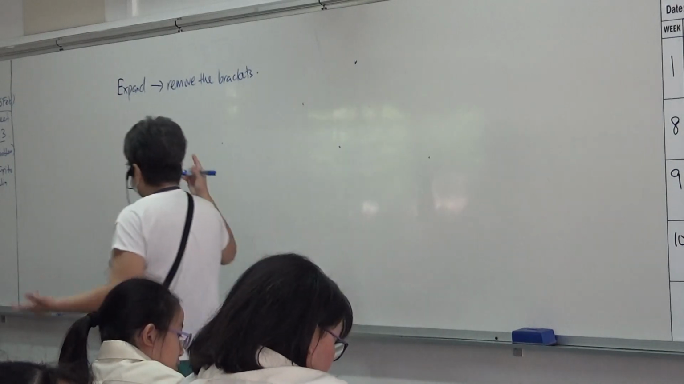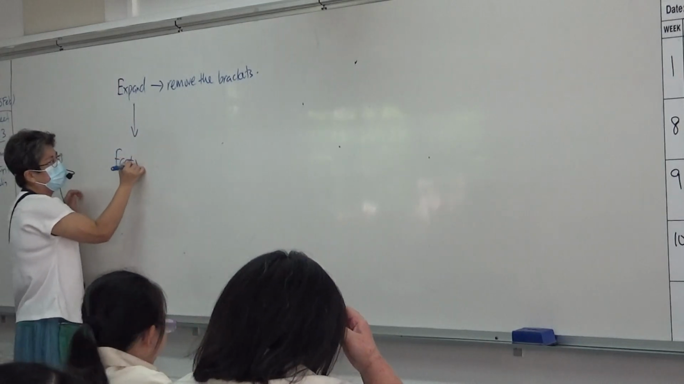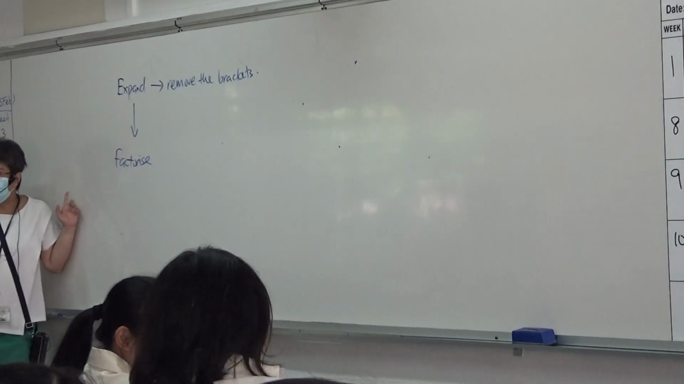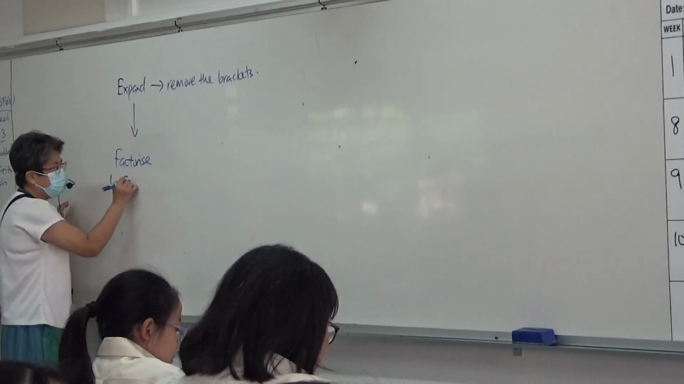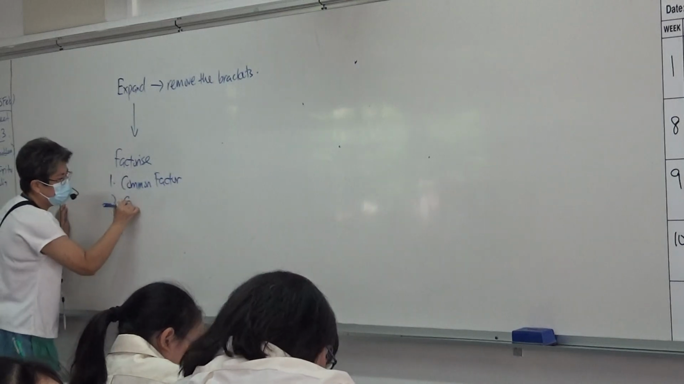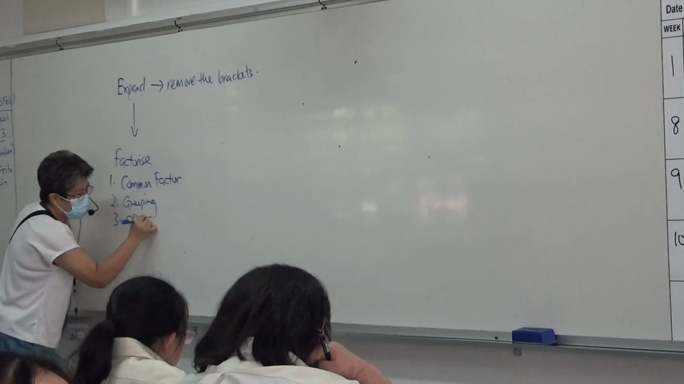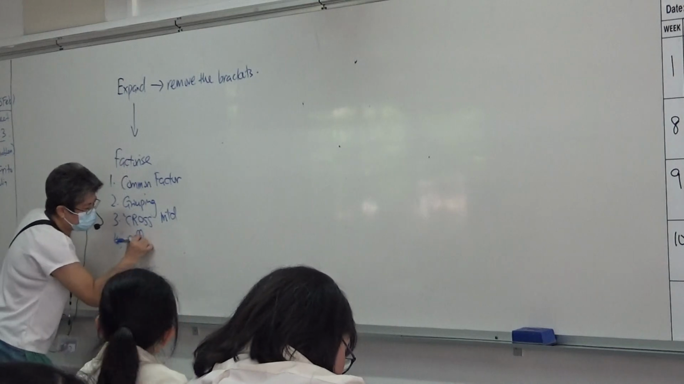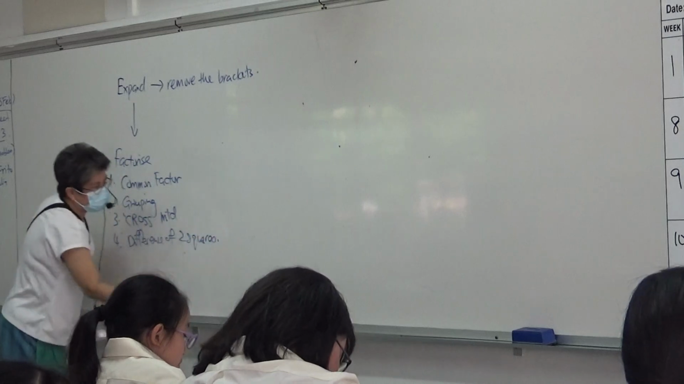Now, what is the opposite process of expansion? It's called factorize or factorization. Now, I think you saw in my video, there are 4 methods for factorization. First one is common factor. Second one is grouping. Third one is cross method. Very good. Difference of 2 squares.